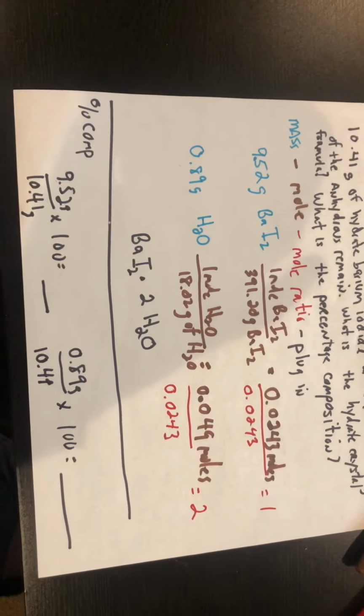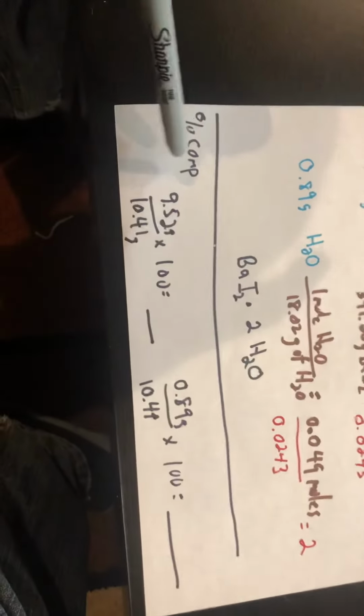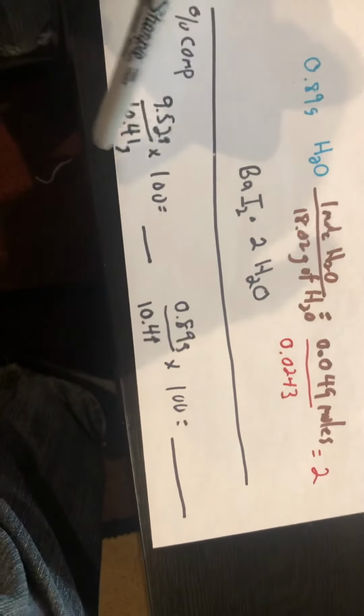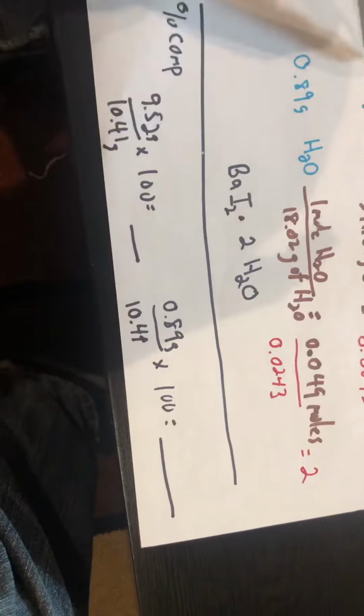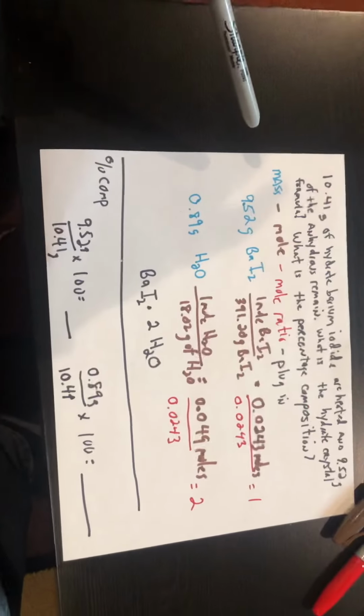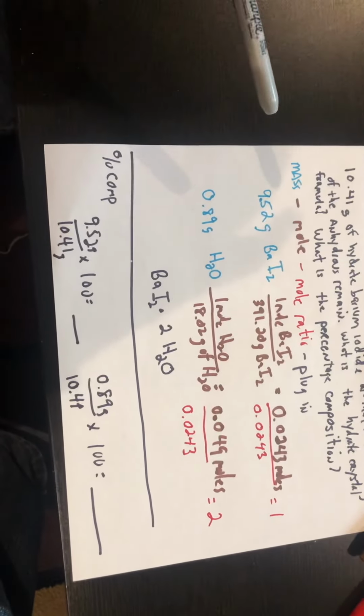All right. So then percentage composition, we've already done something like this, so I didn't even solve this. That's where you just take the mass of each one over the total mass. So mass of barium iodide over the total mass, mass of water over the total mass, and then multiply by 100 to get a percentage. So that you've already done, so I didn't even answer that.